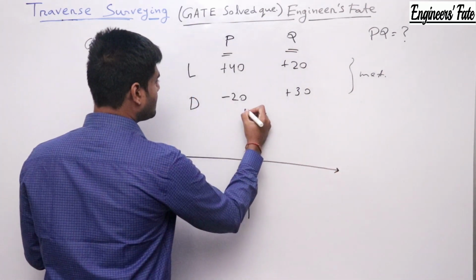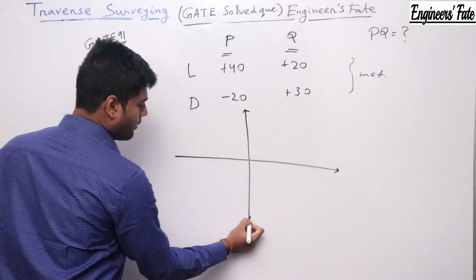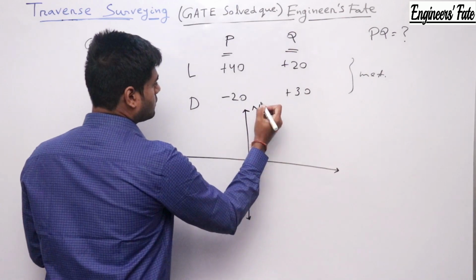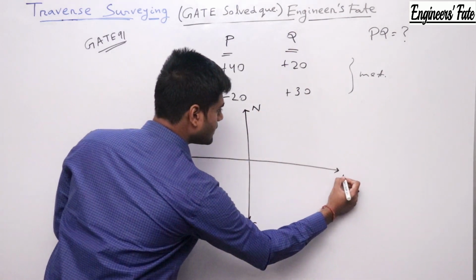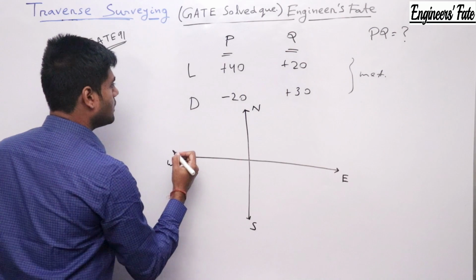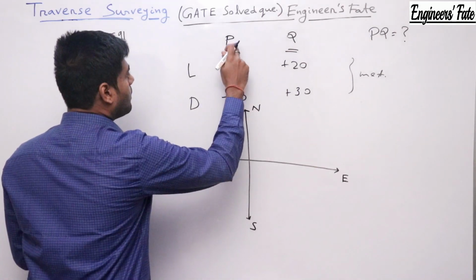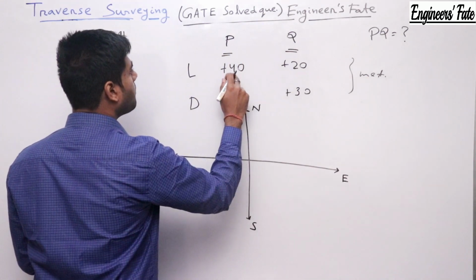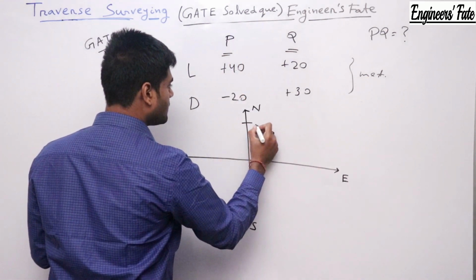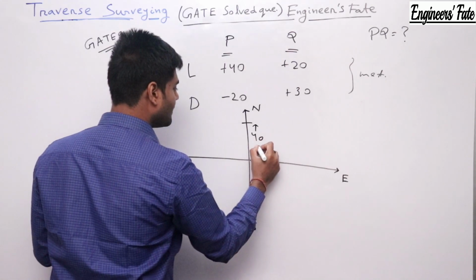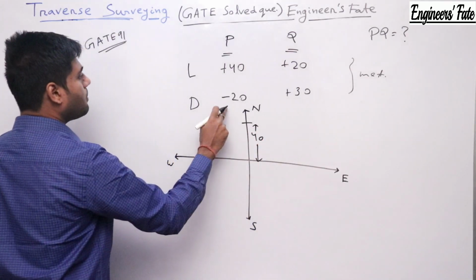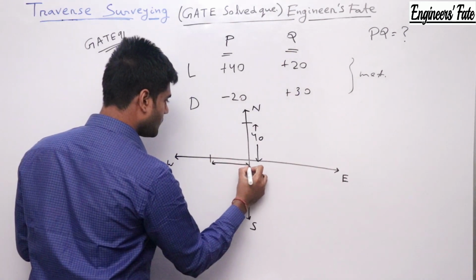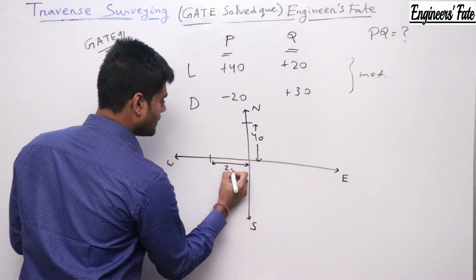So this is a one step solution, but for your understanding I am drawing this. So this is north and this is south, this is east and this is west. First, we have to locate point P. The latitude of P is 40. You can see latitude is positive, this is 40. Departure of P is minus 20, means departure lies in west. So this is 20.